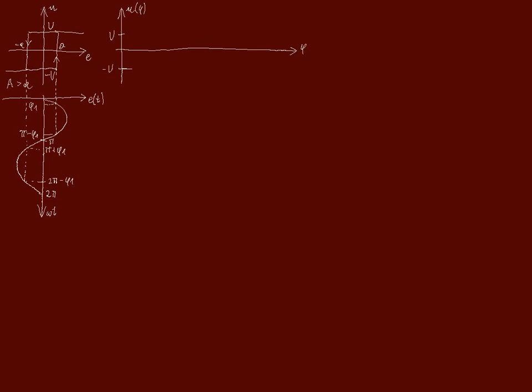For angle phi1, the value is switched to large U. However, the return will not occur for the angle pi minus phi1, because we have hysteresis, and this switching was only possible in this direction. Switching to large U will only occur for the angle pi plus phi1. Well, until 2pi we will remain at the value of minus large U.